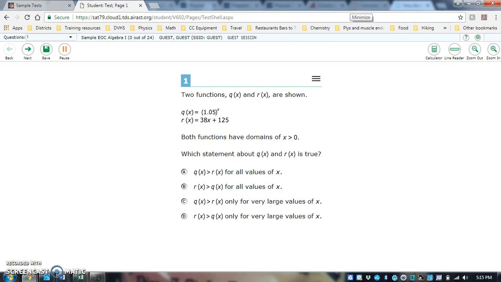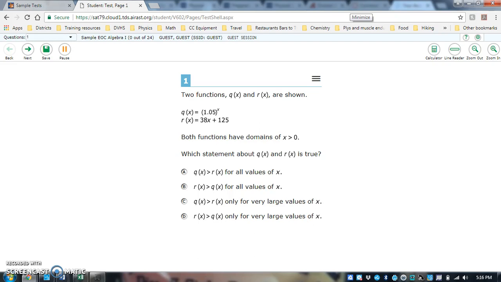Alright, so for problem 1, we're looking at two functions, q of x and r of x. Q of x is equal to 1.05 to the power of x. That's an exponential function. R of x is a linear function, 38x plus 125. We're told that we're only going to look at input values of x greater than 0, and we're asked which statement is true.